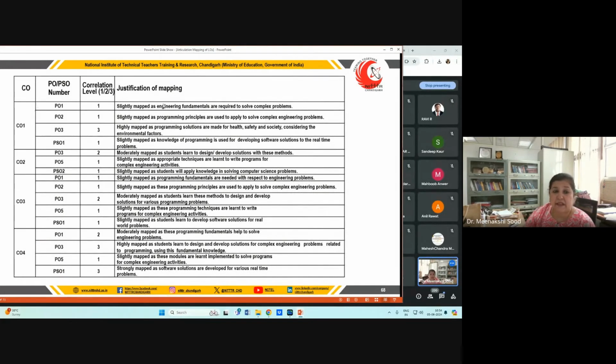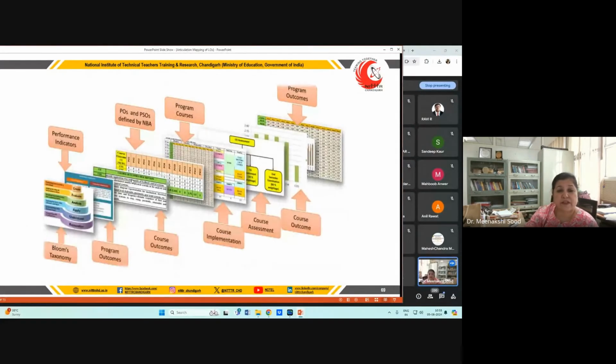As I said, if this type of table is there, that CO1 is mapped to 3 POs and 1 PSO, this is the level and this is the justification for why you have correlated. Similarly CO2, CO3 and CO4. Because when you close the loop after getting the feedback and the marks, if you want to reframe COs, you can justify from this statement.